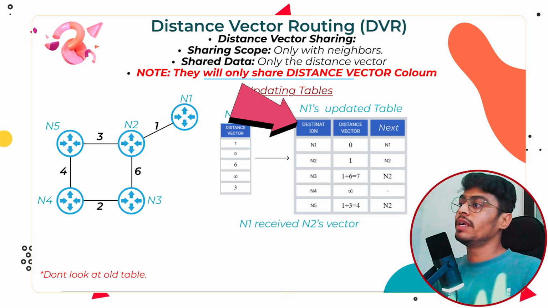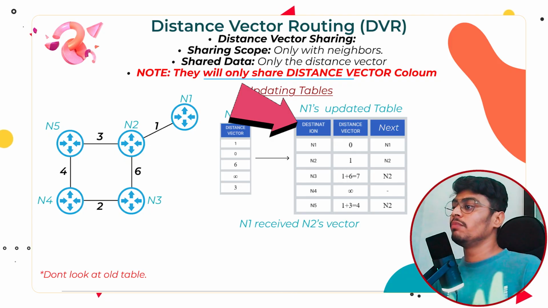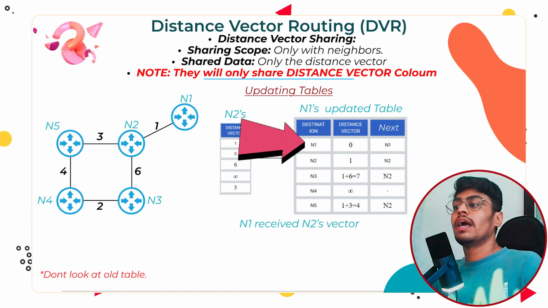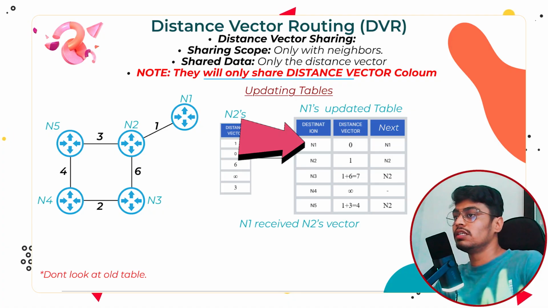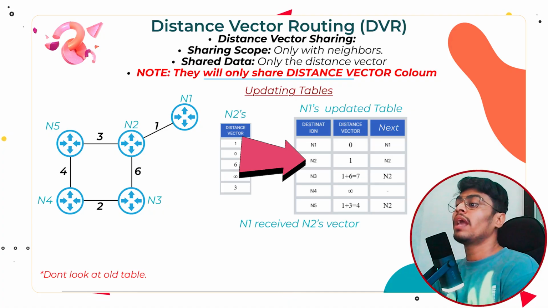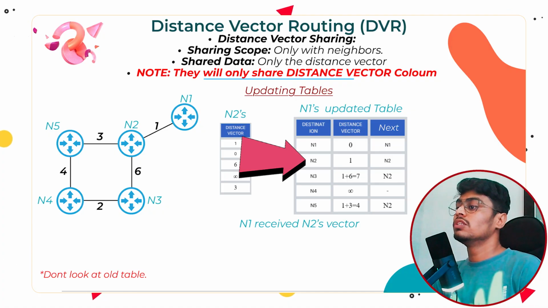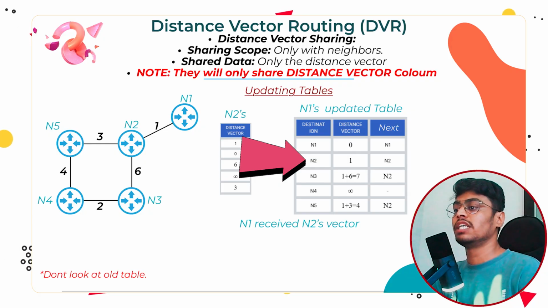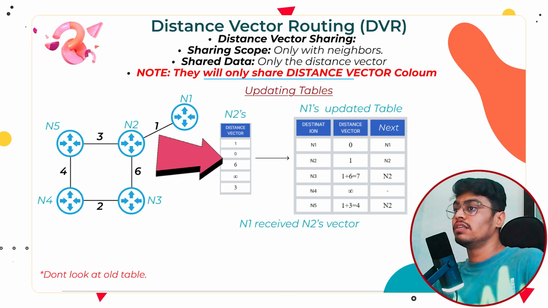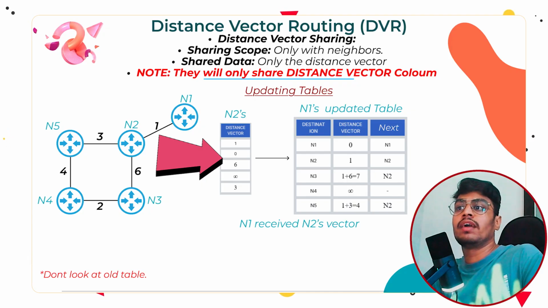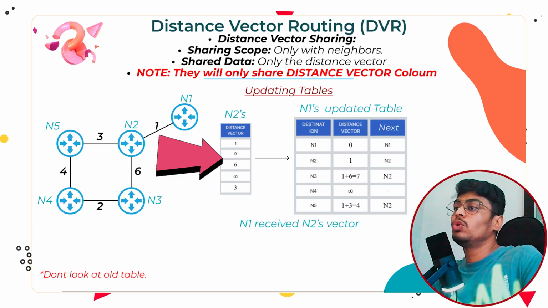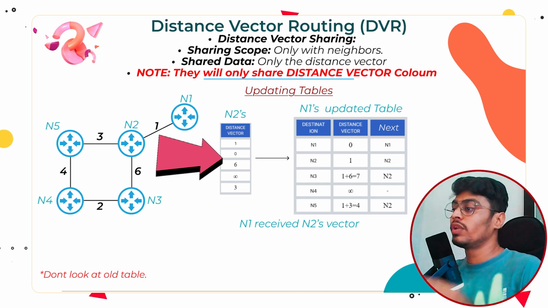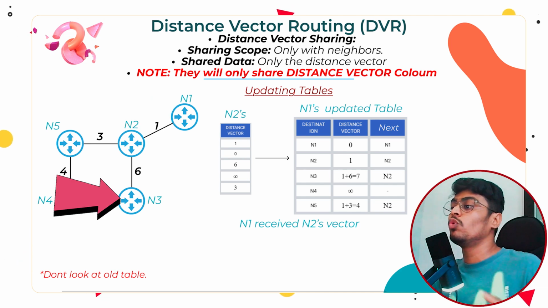So for updating n1's routing table, what will it be? n1 to n1, distance is 0. Next hop is n1, unchanged. Okay, this entry is unchanged. Now n1 to n2, there is a direct link, so distance will be 1, and next hop will be the same, n2. The n2 shared distance vector is 1, 0, 6, infinite, and 3. So from n2 to n3, what is the cost, or what is the distance? 6. To reach n3 from n1, we have to go through n2.